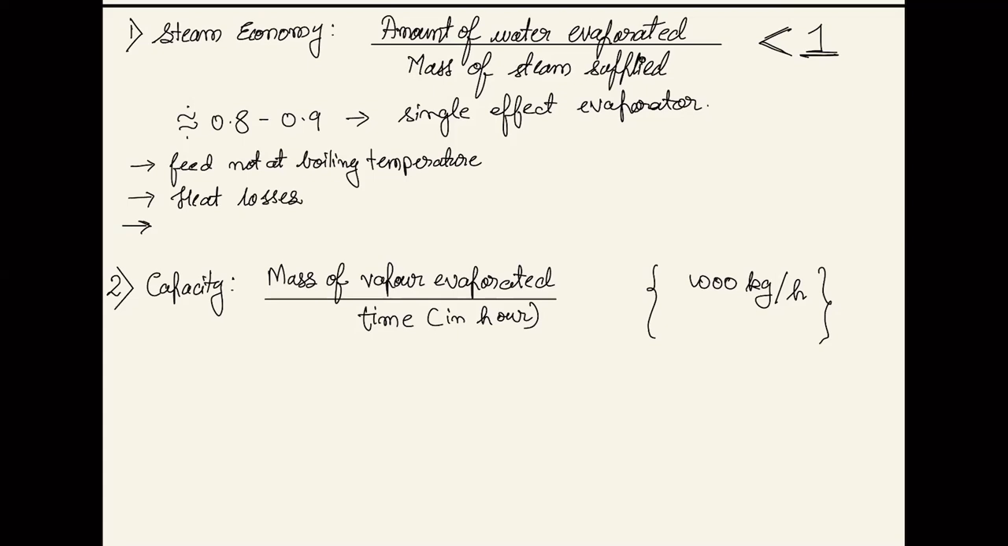The third one is the lambda Fg, or we call it the latent heat of vaporization. This term decreases with increase in temperature. Alright, the latent heat of vaporization decreases with increase in temperature. Now you will ask me, sir, what does latent heat of vaporization have to do with this?